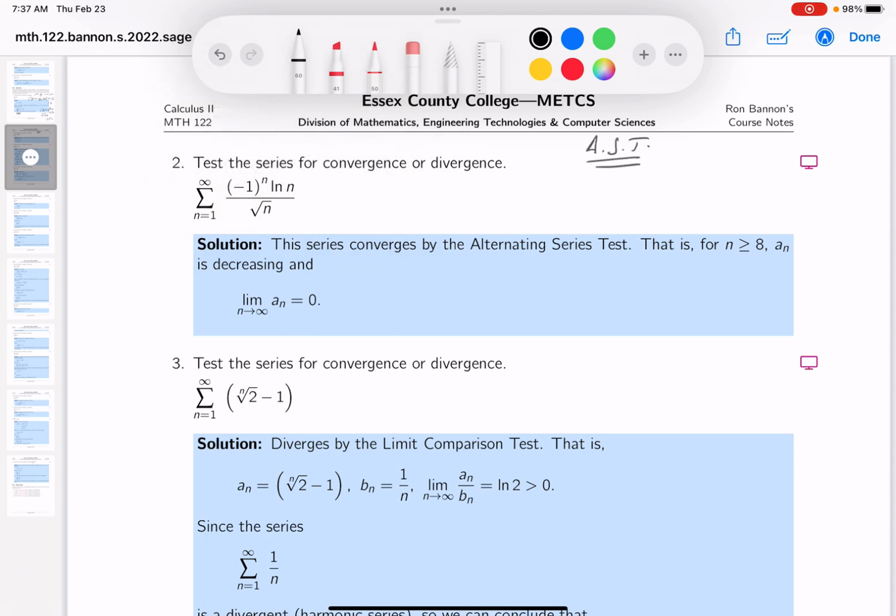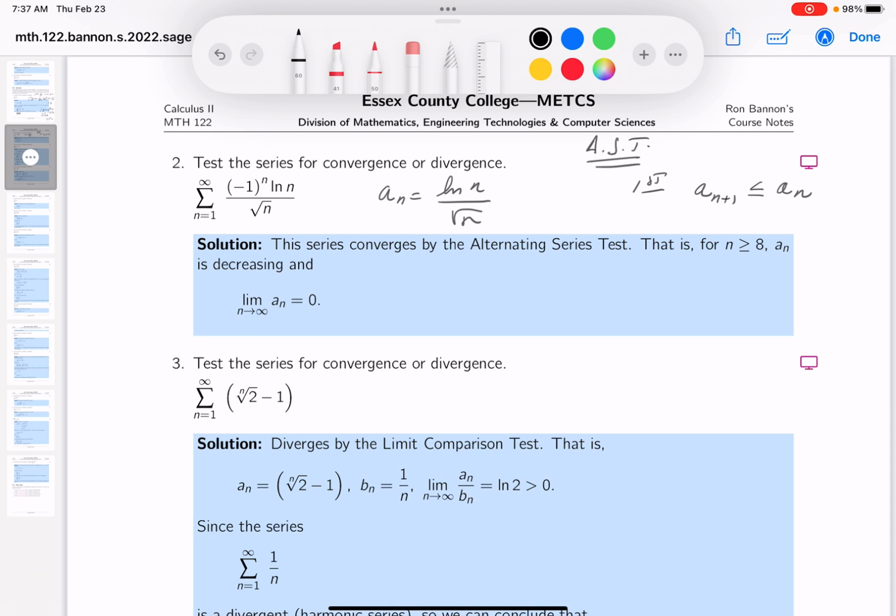Now, before I do that, I want to tell you there's two things I need to show. The first thing I need to show is that a_(n+1) is going to be less than or equal to a_n. All right? So I'm going to write that down. And by the way, a_n is equal to the natural log of n over the root of n.